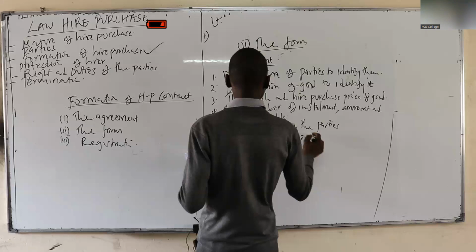Then Roman 2, implied terms. When we were looking at sale, we said we have implied terms, and implied terms are divided into 2. We have conditions and we have warranties.